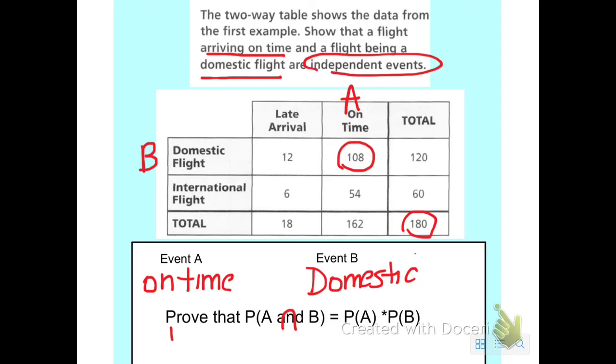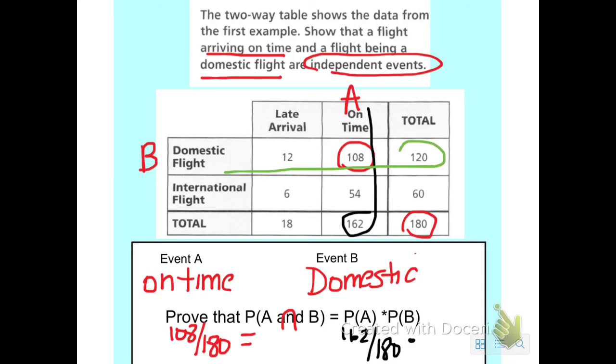So I would write 108 over 180. And we want to prove that that equals the probability of A times the probability of B. Now, remember, to find your probabilities of each event, you have to go to the total. So if I take on time, event A, that's going to give me 162 over 180. And I need to multiply that by event B, which is in the second row. So that's going to be 120 over 180.